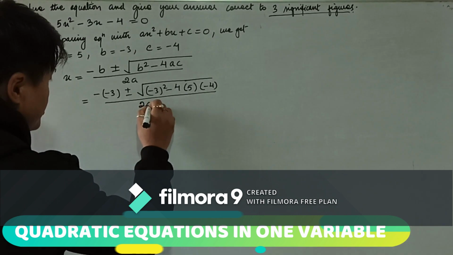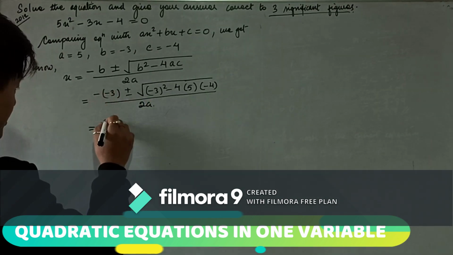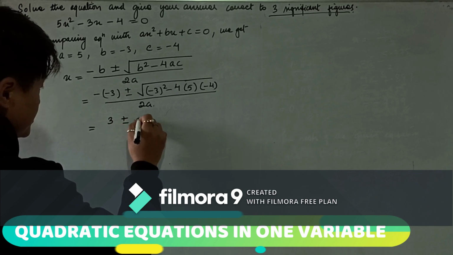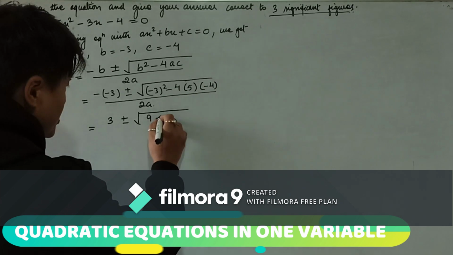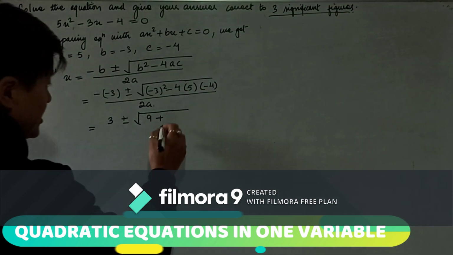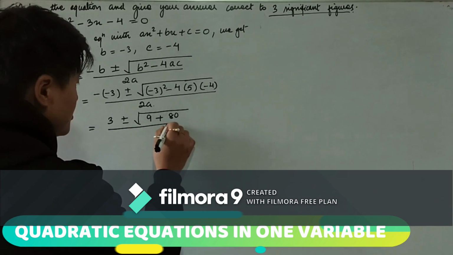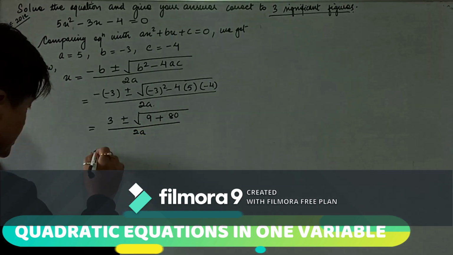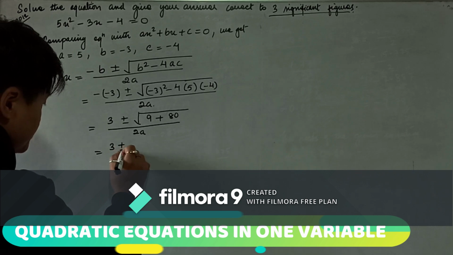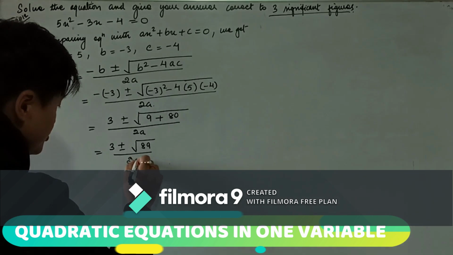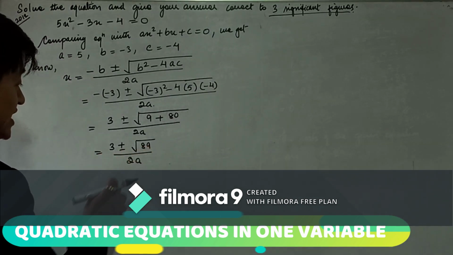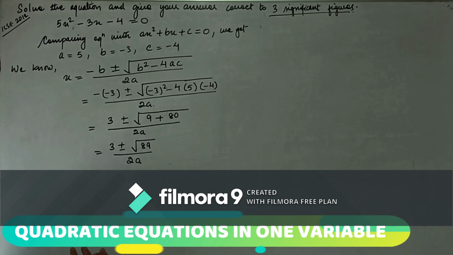And this is equal to 3 plus minus root under: 3 3s are 9, minus and minus plus, 4 4s are 16, 16 5s are 80, whole divided by 2a. This is equal to 3 plus minus root under 89 whole divided by 2a. Again we see here 89 is not a perfect square, so we have to find its value in the log table. Let's see how much the value is.